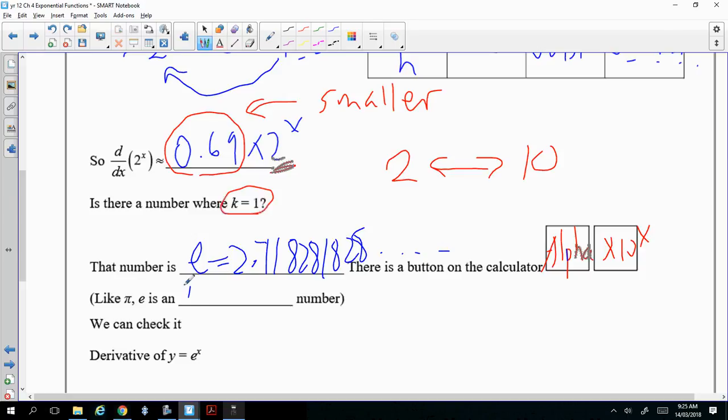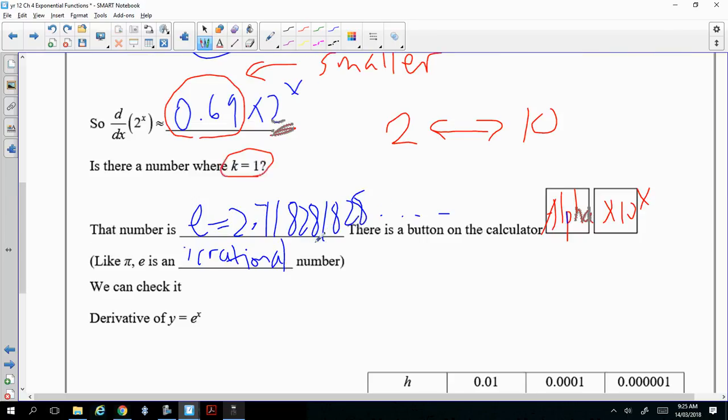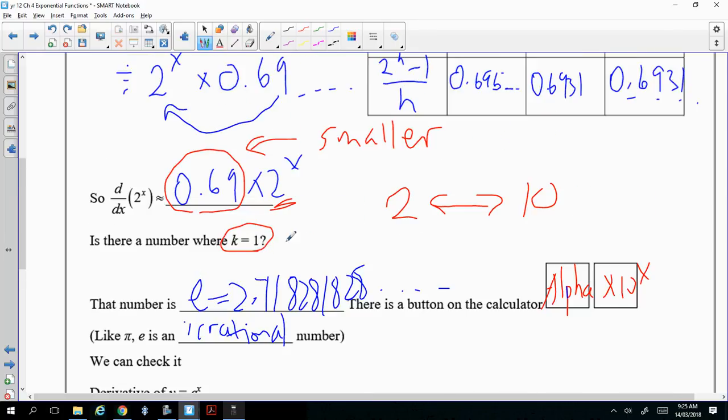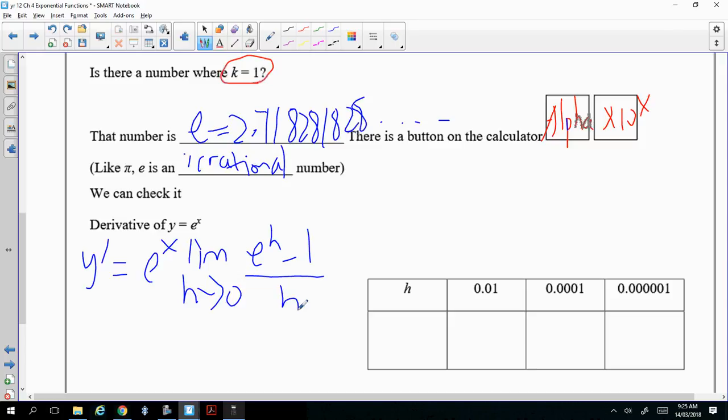Okay, let's check whether it works. So this number, being very long, it will give us a constant k equal to 1. Let's try it. So let's differentiate. If I differentiate it, it's going to be e to the power x times the limit as h approaches 0 of e to the power h minus 1 over h. So we'll just try to see whether it works, using a calculator.